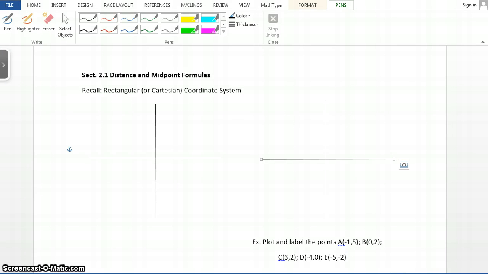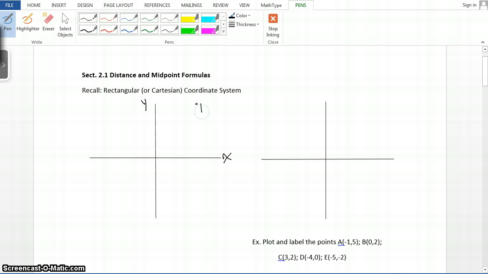Alright, section 2.1 is about the distance and the midpoint formulas. Before we get to those, we need to start off recalling the rectangular coordinate system, or the Cartesian coordinate system. That's just your x and your y axis. Your x-axis is usually the horizontal one, and your y-axis is the vertical one. It just splits a plane into these four quadrants.